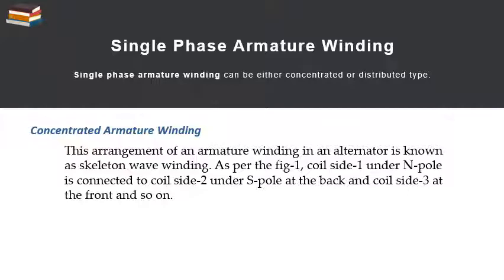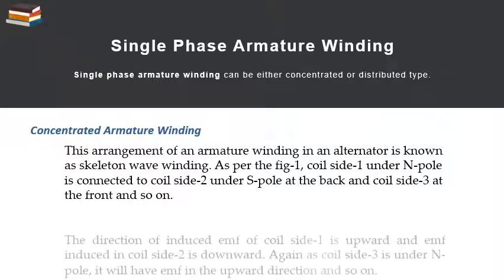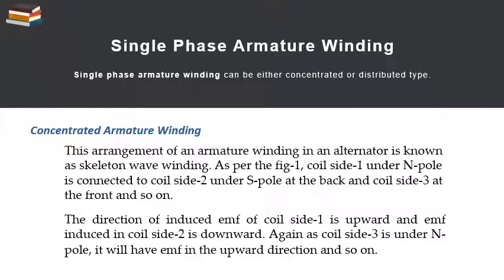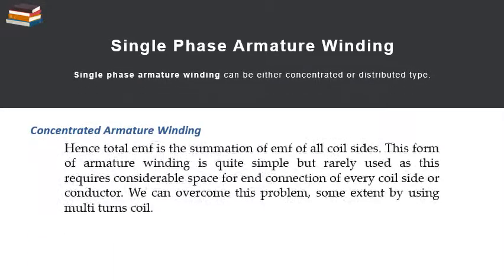As per figure 1, the coil side 1 under N pole is connected to coil side 2 under S pole at the back and coil side 3 at the front and so on. The direction of induced EMF of the coil side 1 is upward and the EMF induced in coil side 2 is downward. Again, as coil side 3 is under N pole, it will have EMF in the upward direction and so on. Hence, total EMF is the summation of EMF of all the coil sides.